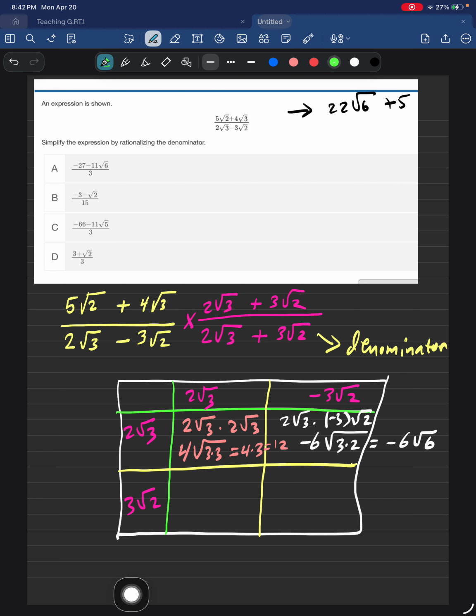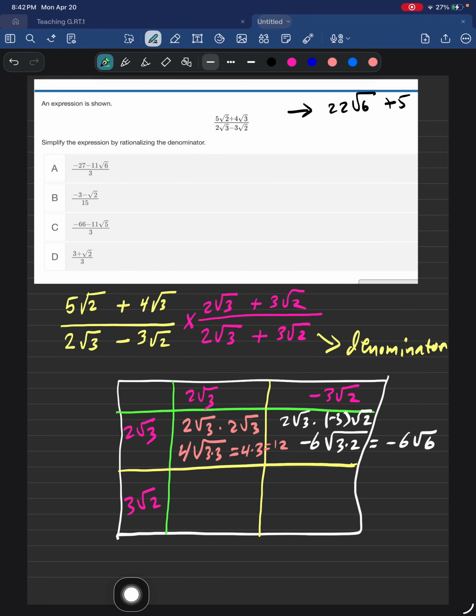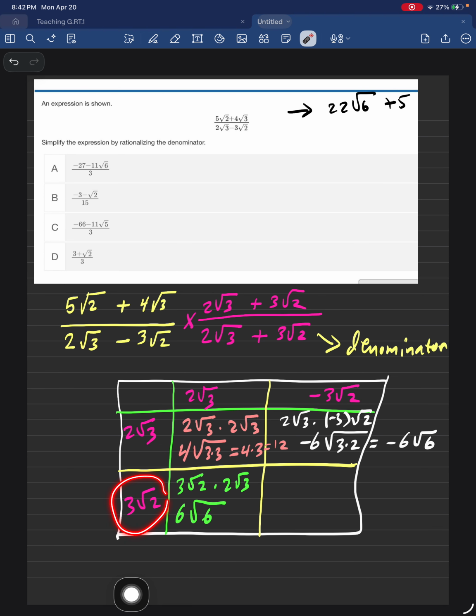The next step will be taking the 3 square root of 2, multiplied by 2 square root of 3. So 3 square root of 2 multiplied by 2 square root of 3. Now 3 times 2 is 6. Take the square root: 2 times 3, which is 6. So 6 square root of 3. And finally, we can take this one like this.